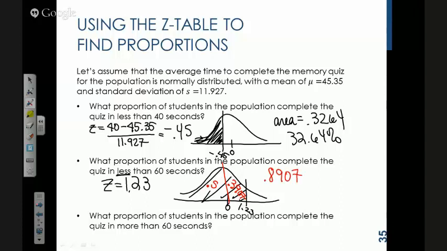Okay, and then the last one says, what proportion of students completed the quiz in more than 60 seconds? Where's the more than 60 seconds on this curve? That's up here to the right. And what is that area? 0.1093 or 10.93%.